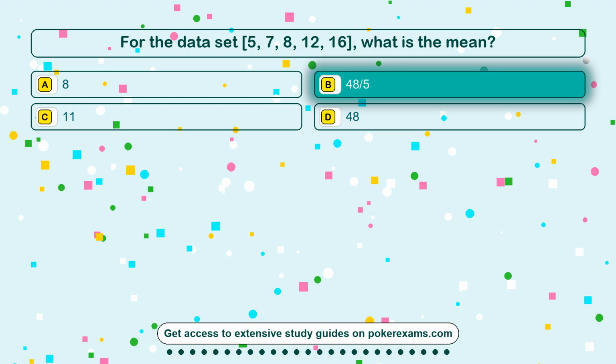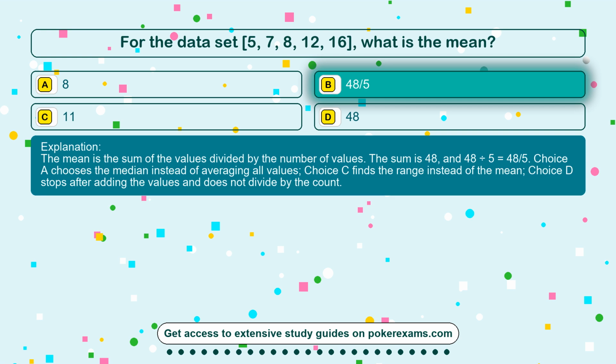The correct answer is option B, 48/5. The mean is the sum of the values divided by the number of values. The sum is 48, and 48 divided by 5 equals 48/5. Choice A chooses the median instead of averaging all values, choice C finds the range instead of the mean, choice D stops after adding the values and does not divide by the count.